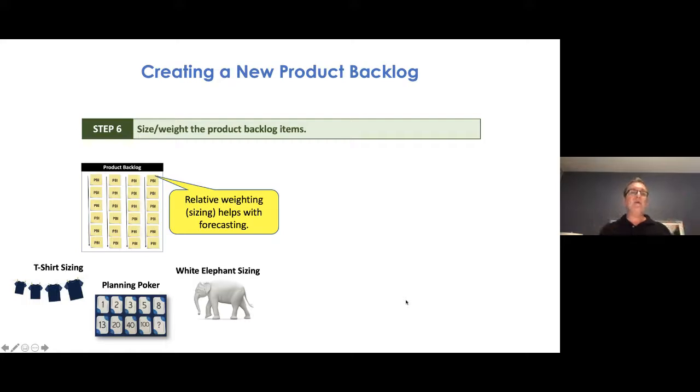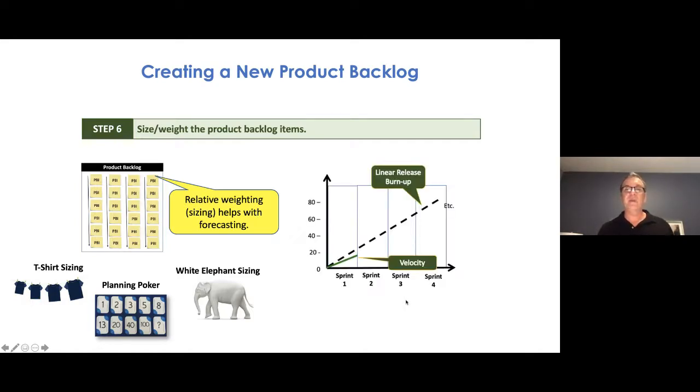We have no idea what that equates to in terms of budget and schedule until we actually determine how much backlog we can build within a time box. Once you've sized your backlog using relative sizing, and again, this should not be a huge effort. Planning poker can take a little bit longer. If you just want to get it sized and you're not too worried about precision, I'd suggest going for t-shirt or white elephant sizing. They're much, much faster.